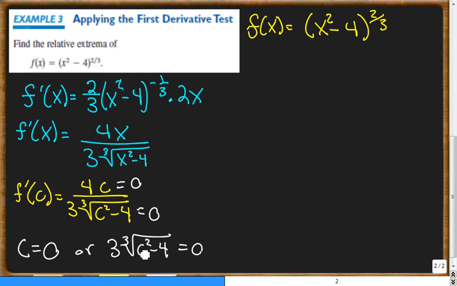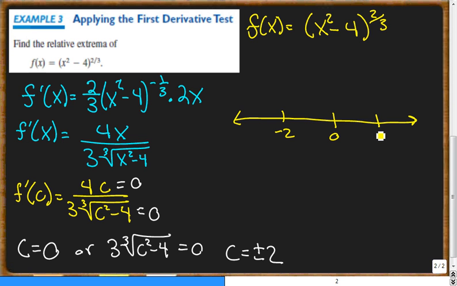Which, if you solve this out, you would end up seeing that the only way that this is possible is if c is going to be positive or negative 2. It has nothing to do with the cube root. It has everything to do with the fact that the whole thing, this c squared minus 4, would be 0 if c was plus or minus 2. And so we need to go through and find the test points that we want to use. So we've got negative 2, we've got 0, and we've got 2. So we've got lots of points to check.